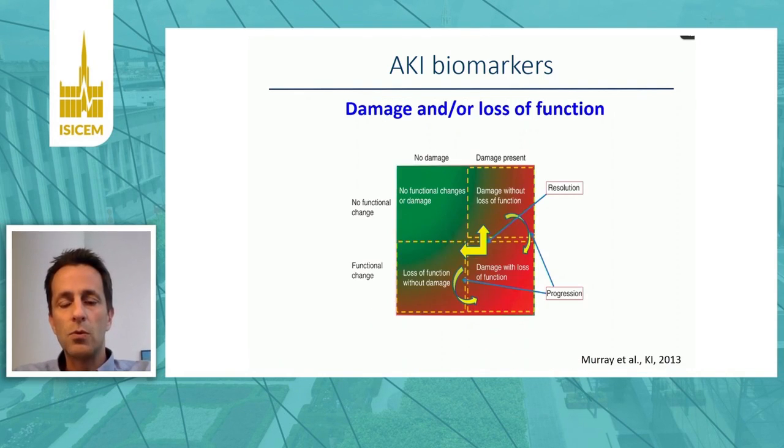Here in this 2x2 table, you see the relationship between kidney damage on the x-axis and function on the y-axis. Normally, we are in the upper left box, and if there is an injury, we move to the upper right box. So there is a damage without a loss of function. And if we have a disease progression, we move to the lower right box.